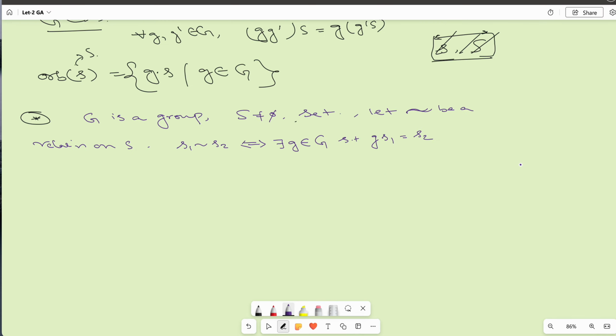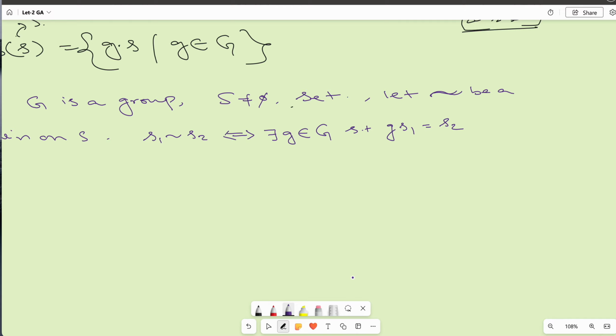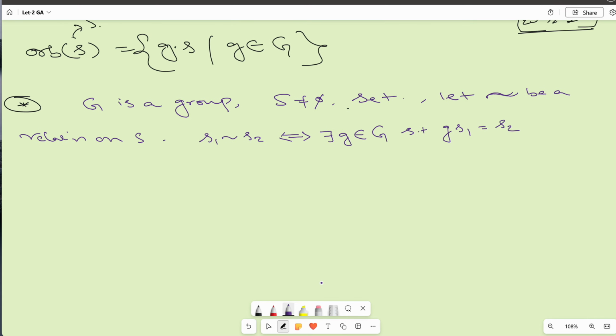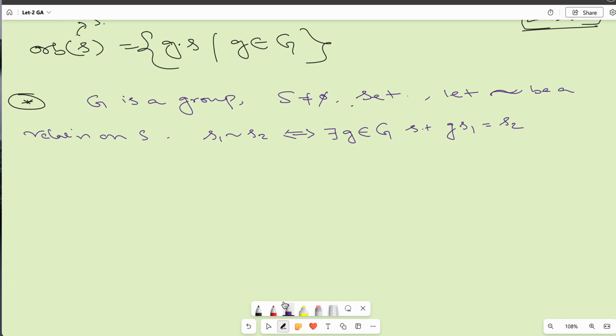Can you quickly verify that this relation is an equivalence relation? First you have to show that it is reflexive. G is a group and R is a relation on S; s1 is related to s2, where R is the relation. That's why I have written it this way, so there should not be any confusion.